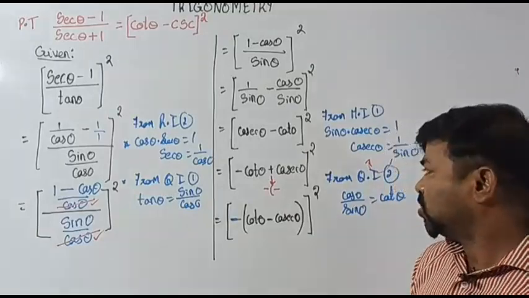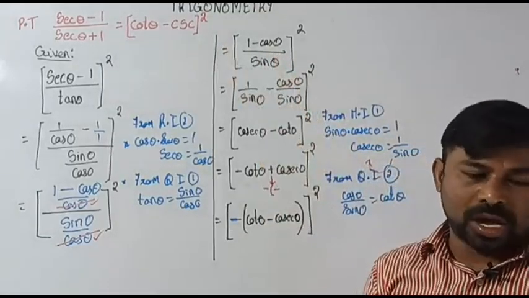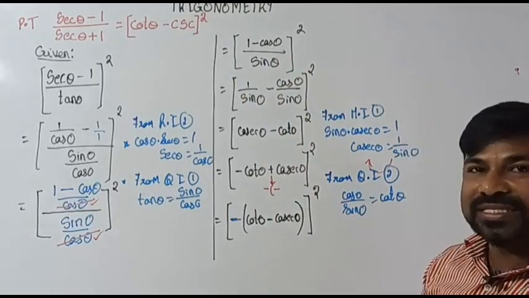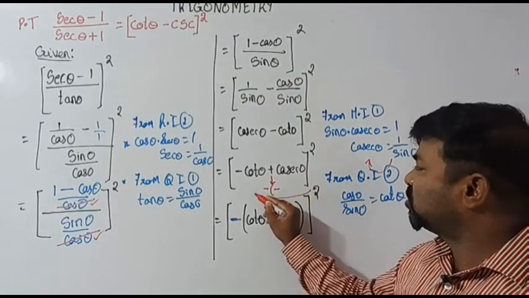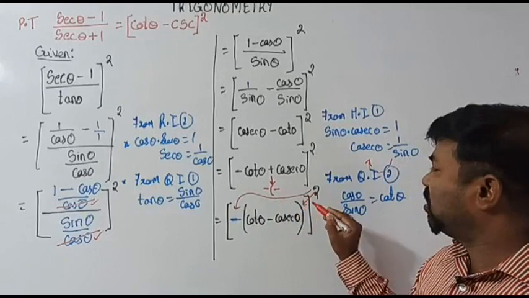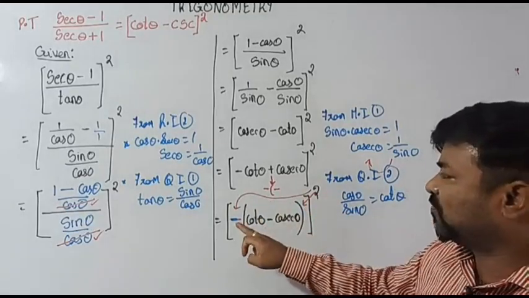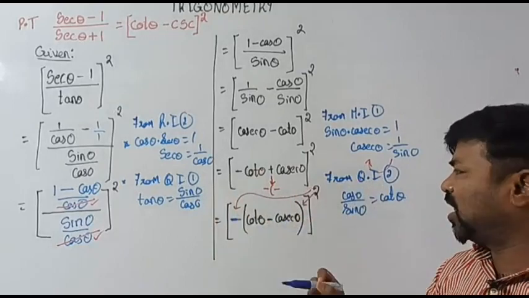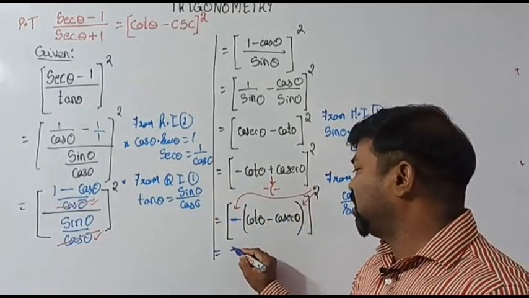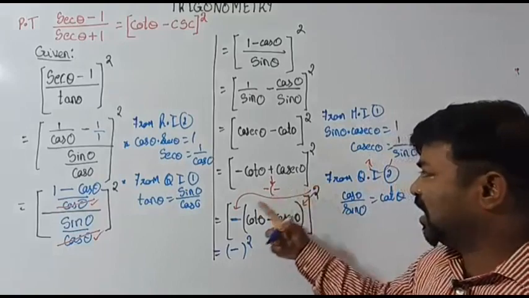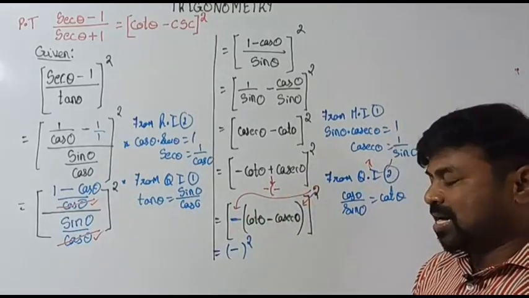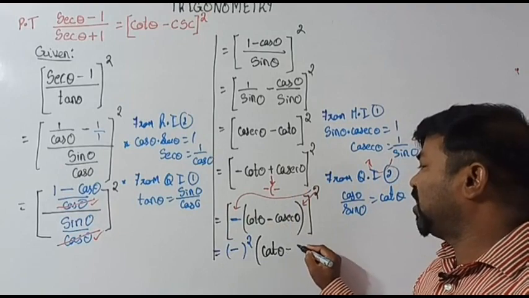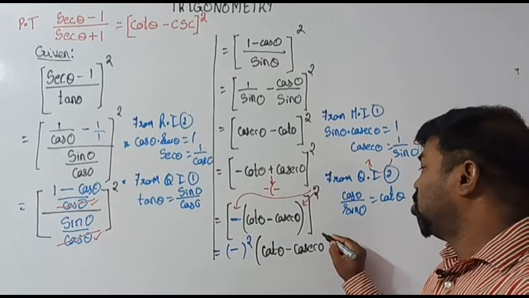Now, did we get the required one? No, we didn't get it. Then again we have the logic: the power, whatever is there at the top, comes to the negative and also to this bracket. This square is for both the minus and this bracket. I am sending the square. So minus to the power 2, yes, it went to that, and the leftover is cot theta minus cosecant theta whole square.